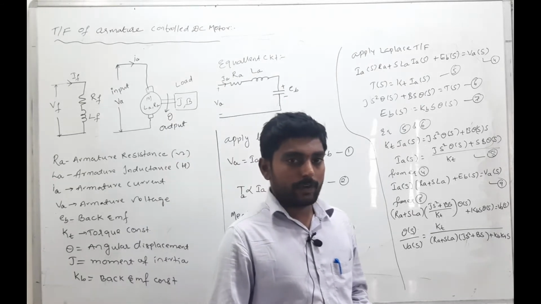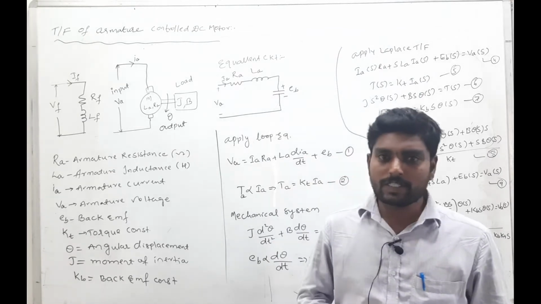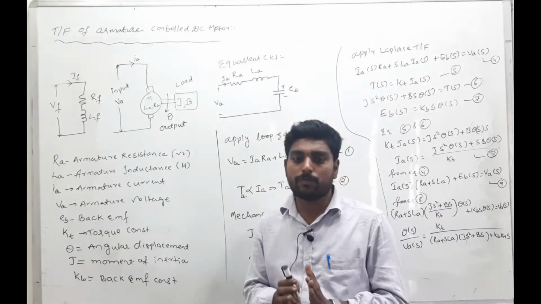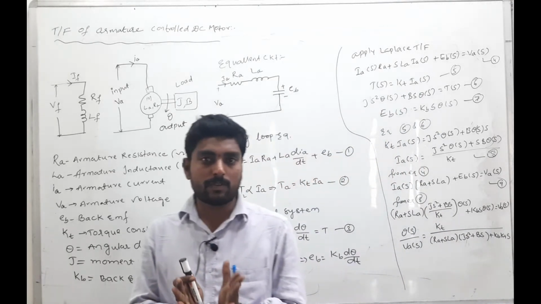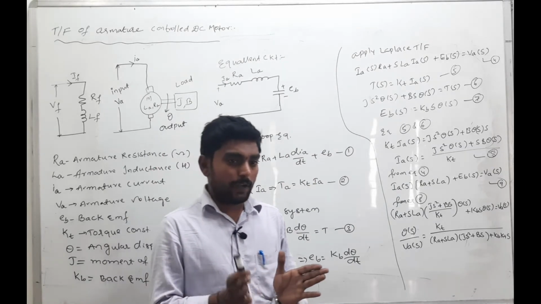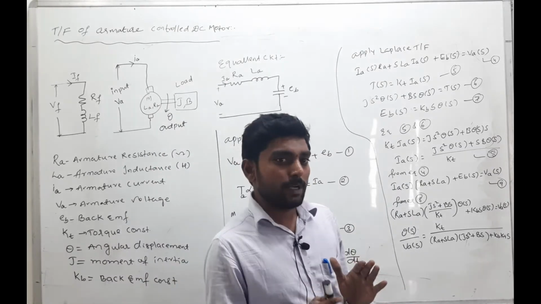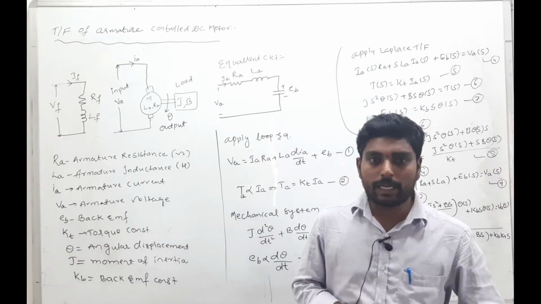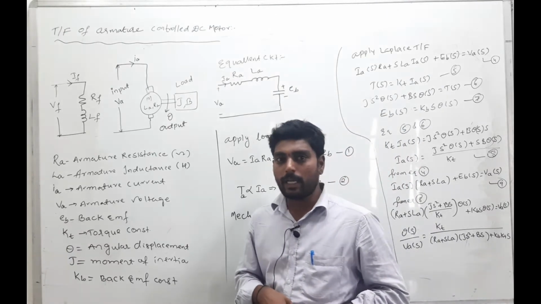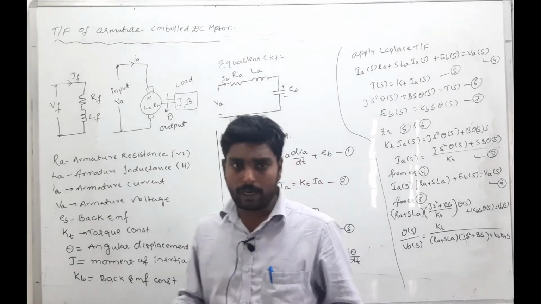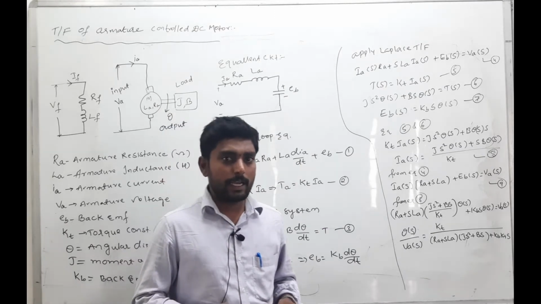Here, our subject is control systems. In the last class, we discussed the transfer functions of mechanical systems as well as electrical systems. Already we know that there are two types of mechanical systems: one is the mechanical translational system, the other is the mechanical rotational system. Next, we go to the electrical system.